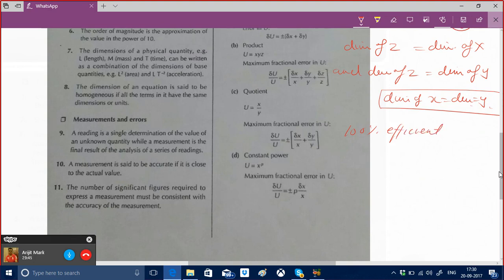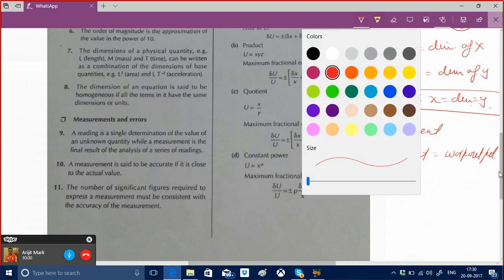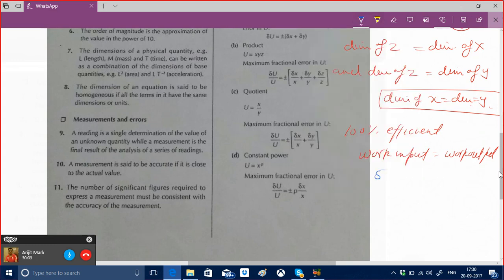Efficient, okay? That means work input equals work output. Work input is equal to work output. That means you can also understand it in this way. Suppose 5 joule of work is what you are inputting, then regarding that, 5 joule of work output is what you also have to get there, okay?